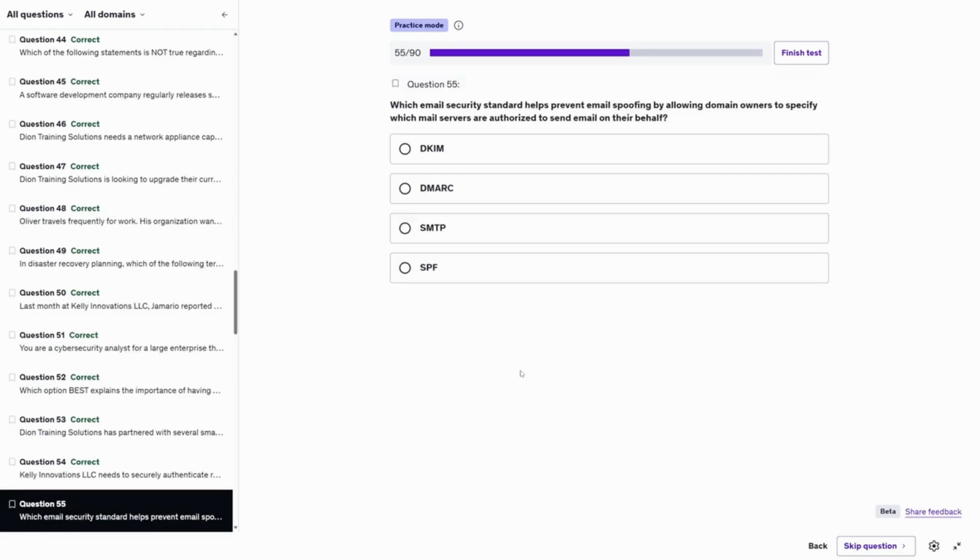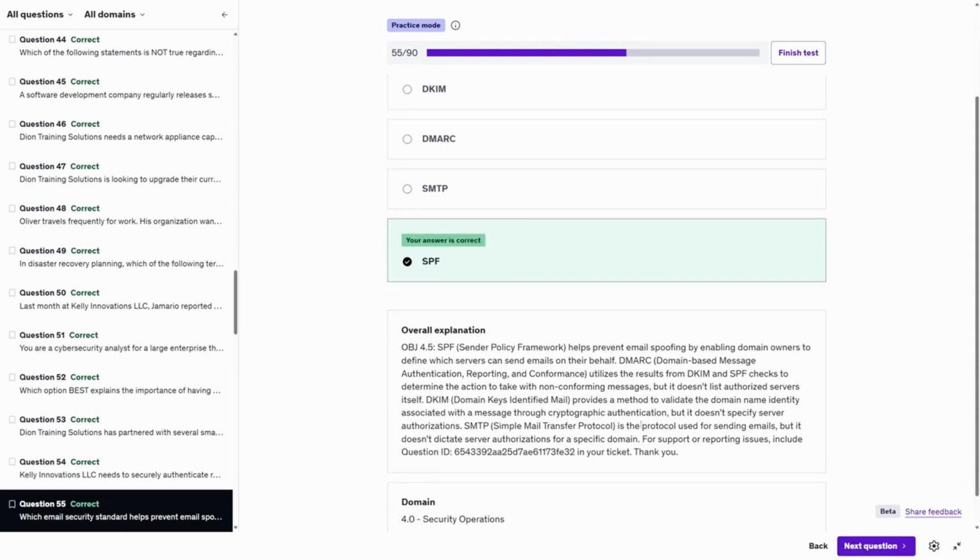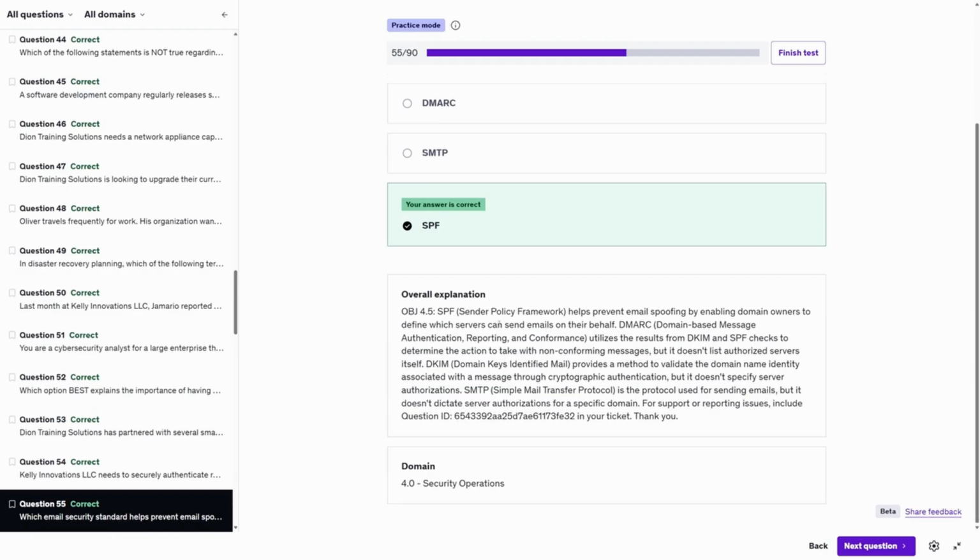Which email security standard helps prevent email spoofing by allowing domain owners to specify which mail servers are authorized to send email on their behalf? The correct answer for this, I believe, is D. Yep, so Sender Policy Framework helps prevent email spoofing by enabling domain owners to define which servers can send emails on their behalf. I'll leave up the other security standards if you guys would like to read through those. All right, let's move on to the next question.